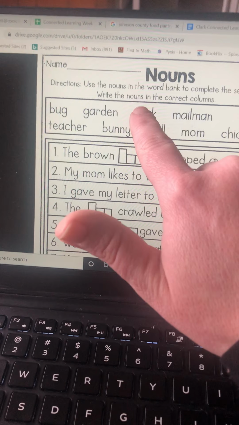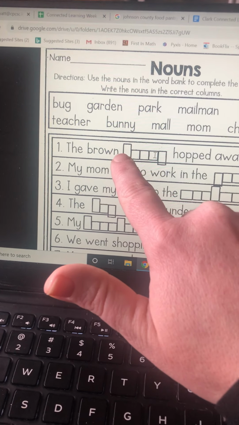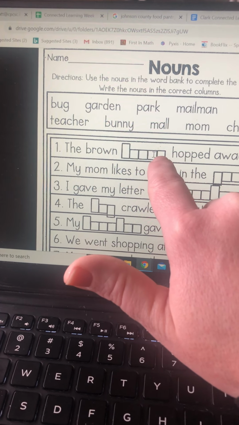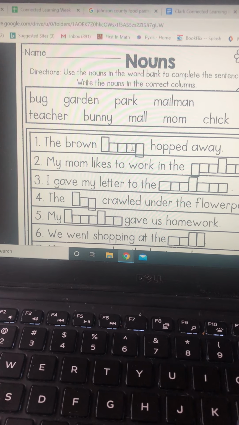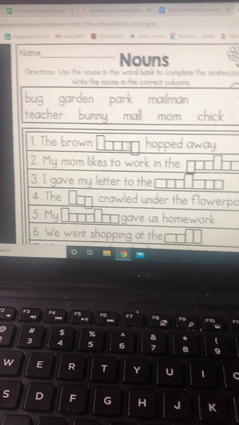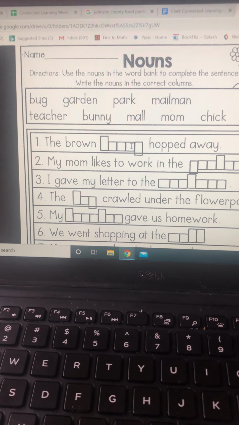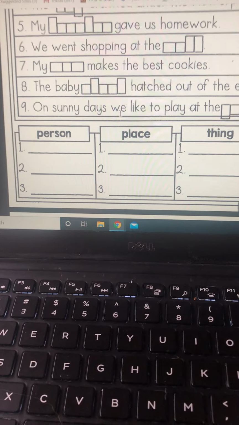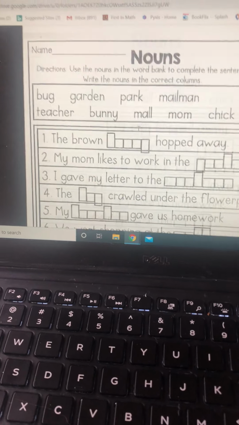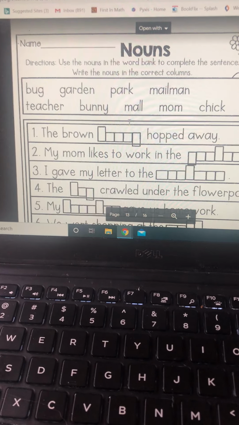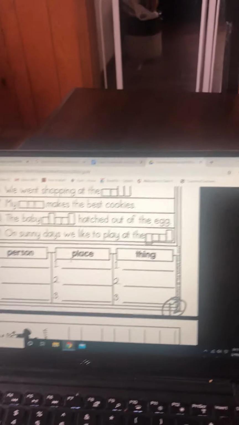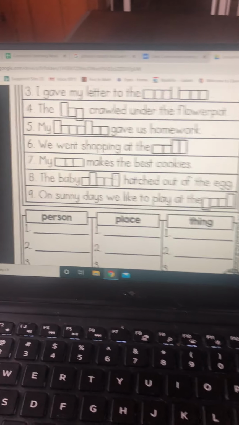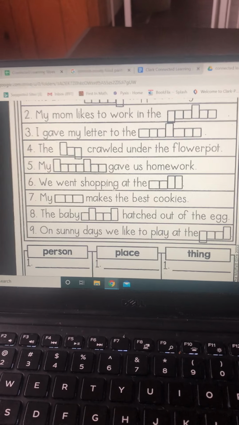For example, if your student thinks park goes in this first sentence, well, clearly park won't fit in these boxes, so that doesn't make sense. That's also going to help them with their letter formation and spelling and handwriting, thinking about the shape of the letters in the words. At the bottom of this same page, students are taking the words that are in the word bank and sorting them based on whether it's a person, a place, or thing. So that is the work that we have for day 4 of Connected Learning.